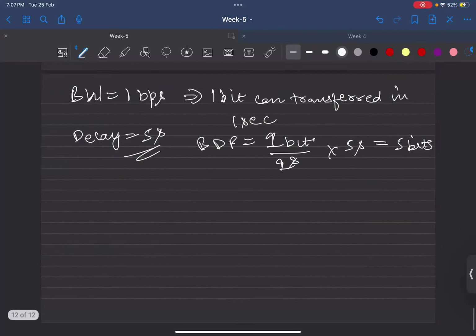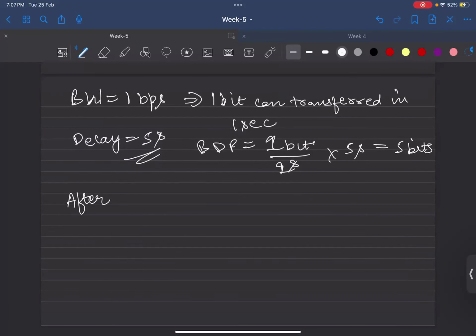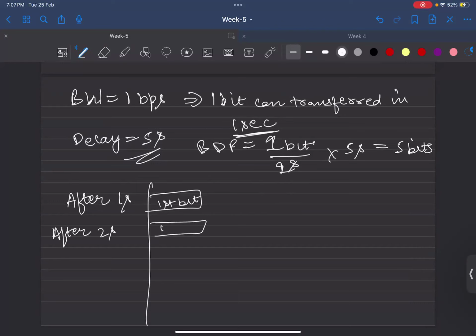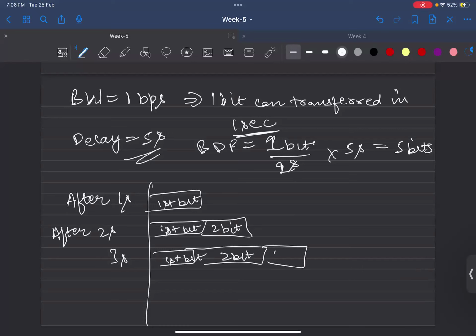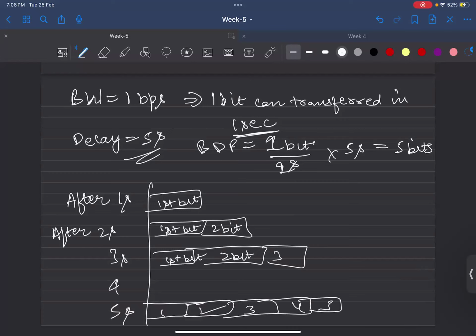So how was it? Let's see visually. As we have seen, 1 bit can be transferred in 1 second. After 1 second, the first bit was transmitted. Then after 2 seconds, 2 bits were transmitted. 3 seconds, 3 bits were transmitted, and so on. 4 seconds, and then 5 seconds, 5 bits were basically transmitted.